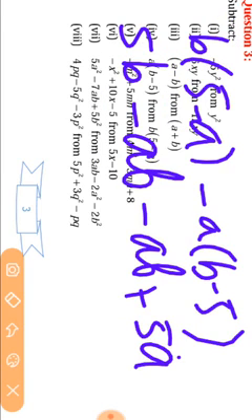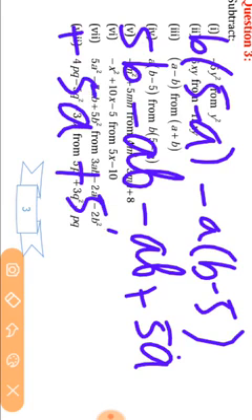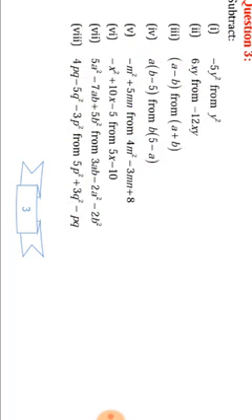Okay, now ab one side, b one side. See, plus 5ab plus 5a plus 5b minus ab minus 2ab. This is how you can write it.